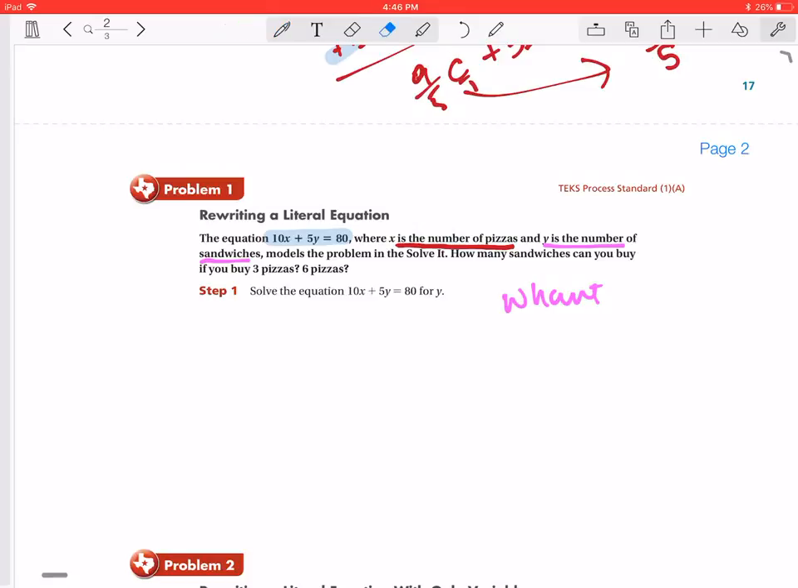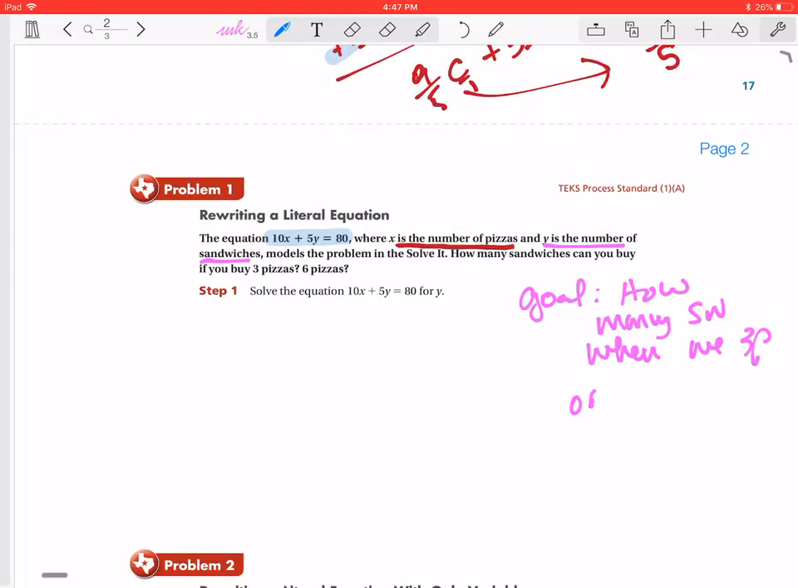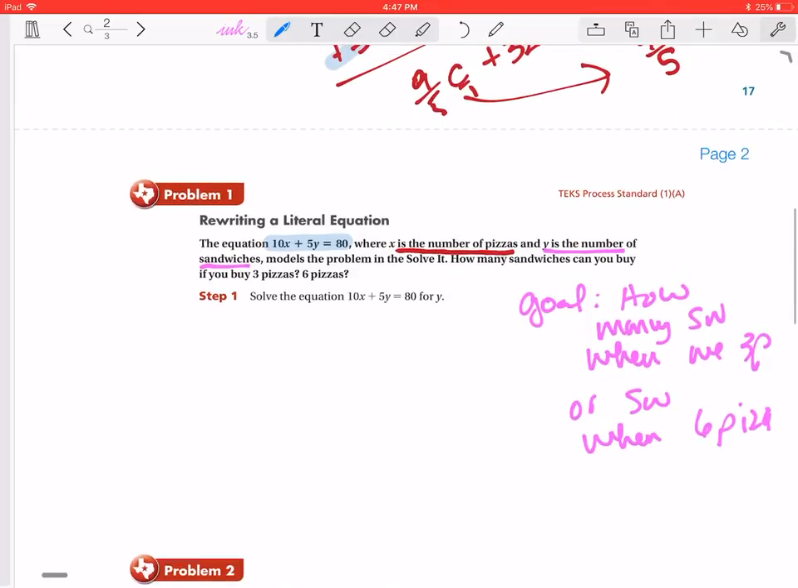We want to know our goal. Let me write goal. That's going to be easier. So our goal is how many sandwiches, I'm just going to put SW for sandwiches, when we have 3 pizzas. So I'm going to put 3P. Or how many sandwiches when we have 6P. Okay? 6 pizzas. I'm going to put pizzas.